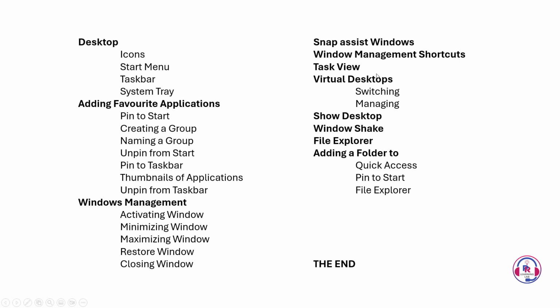Then, Task View. Virtual desktops. Switching. Managing it. Show desktop to minimize all at a time. Window shake to minimize all windows except the selected one. File Explorer to see recent activity. Adding a folder to Quick Access, Pin to start, and File Explorer.